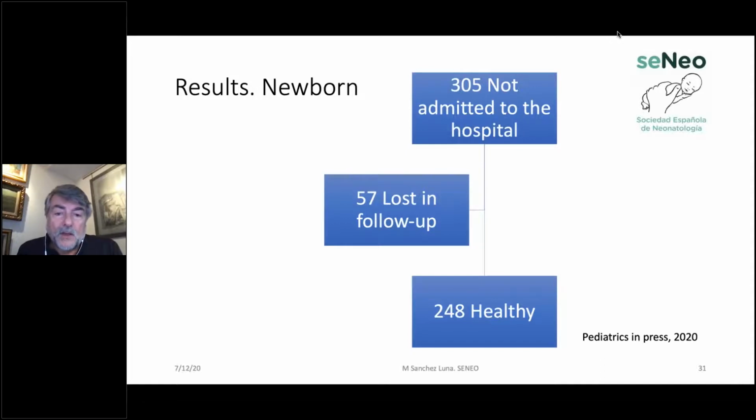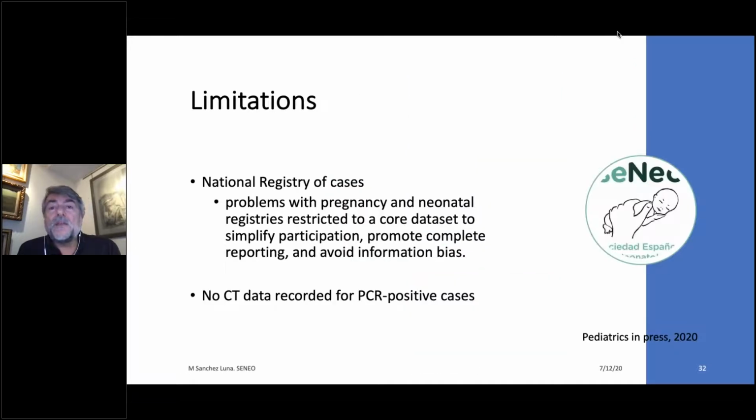So what about the follow-up? We followed most of the babies born in the country. We lost only 57. And as I show you here, all of the babies on the follow-up were healthy after this follow-up period. Of course, we have some limitations in this data because this is a national registry, so it is not a clinical study or a scientific study.